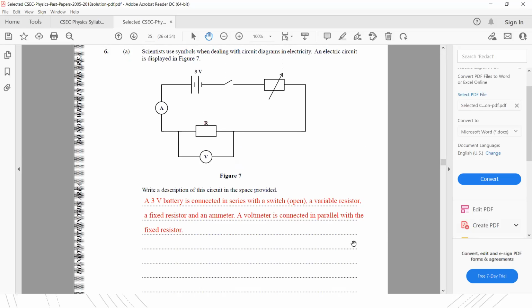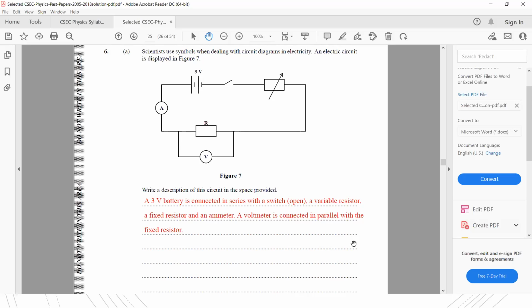On looking at the diagram, one of the first things that you can see is the 3V at the top left of the diagram. That 3V means 3 volts, and that is the EMF of the battery. It is connected in series with an open switch that's next to the battery. Then you have a variable resistor, a fixed resistor, and a meter, all connected in series. And then the voltmeter is connected in parallel with the fixed resistor.